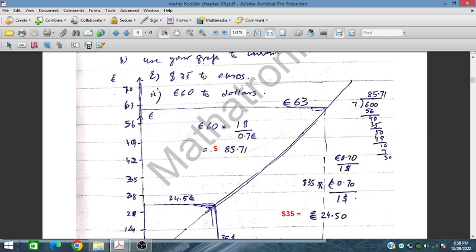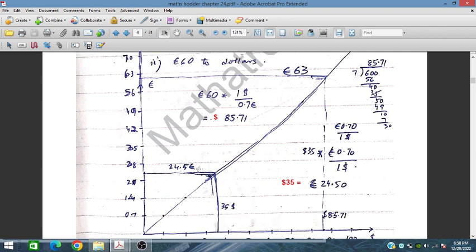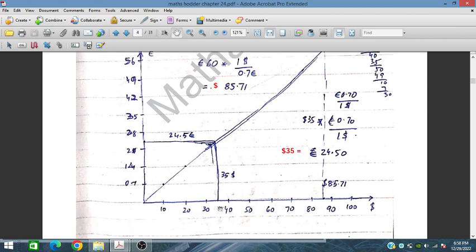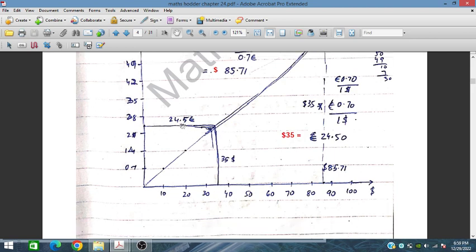And now we are observing in this graph that $35 is equivalent to, so we can calculate it, $35 into 70 euros divided by $100. So this dollar sign will cancel and euro will be there. That $35 is equivalent to 35 times 0.70. So this gives 24.50 euro, which is equivalent to this $35.